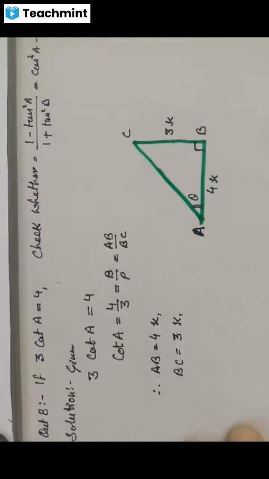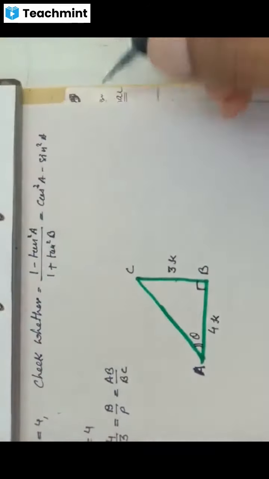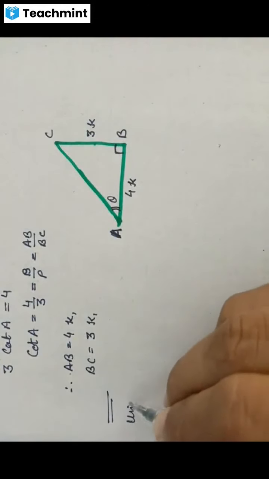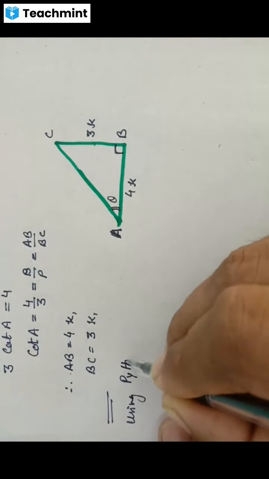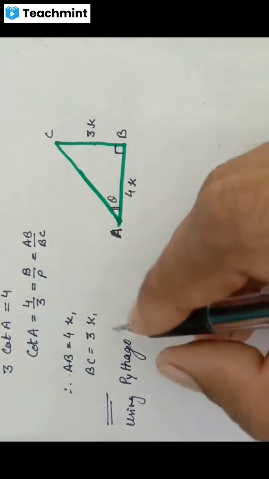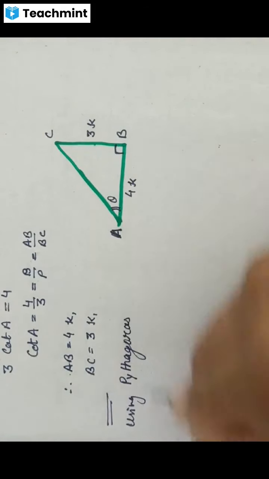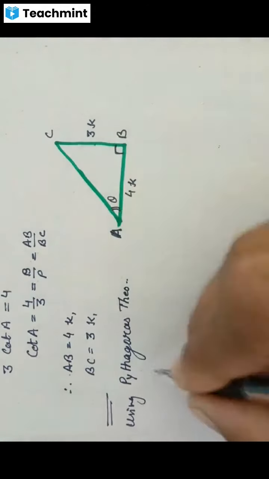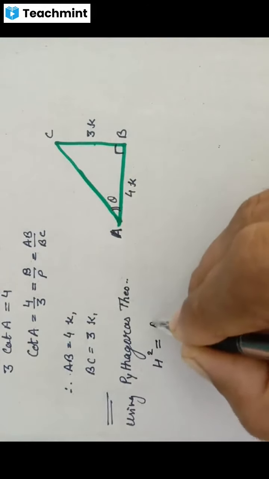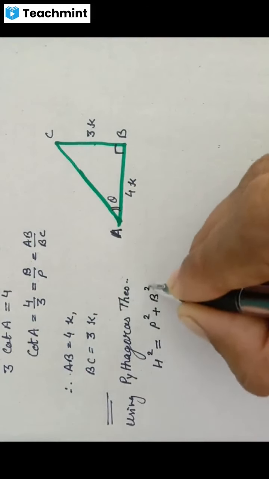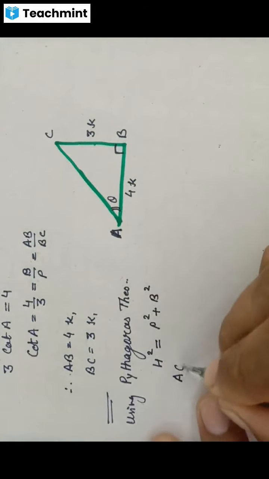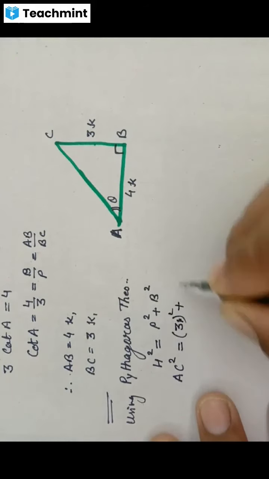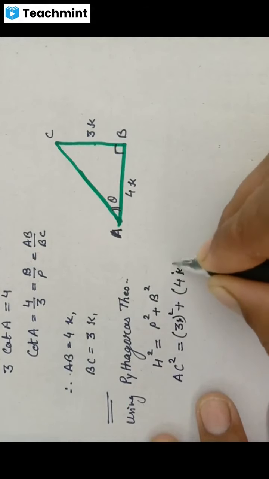So now what we will do, we will use the Pythagoras theorem. I am going to use the Pythagoras theorem here. Using Pythagoras theorem, I can write hypotenuse square is equal to perpendicular square plus base square. So the hypotenuse is my AC whole square. Perpendicular I am having 3K whole square plus our base is 4K whole square.